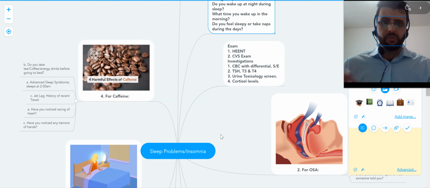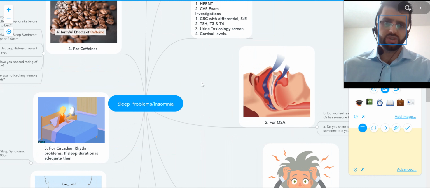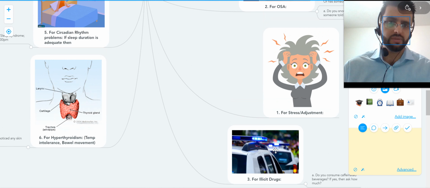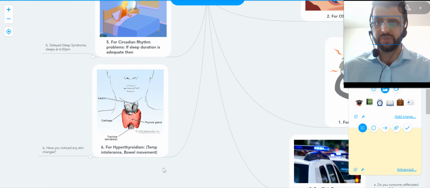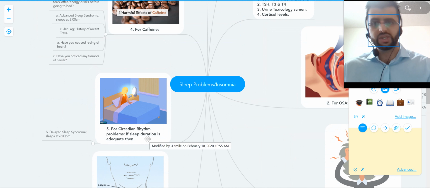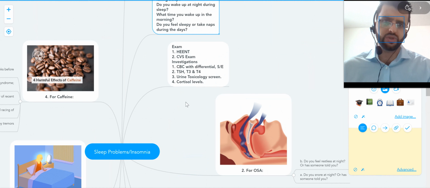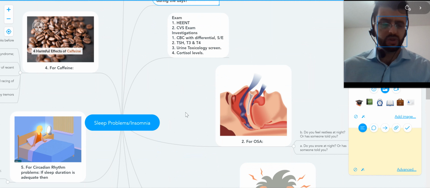For sleep problems, what do we do for sleep problems? There are different differentials. Could be obstructive sleep apnea, could be stress, could be drug abuse, could be hyperthyroidism, circadian rhythm disorder, or could be caffeine. Okay, so these are the differentials. So first we ask about how long you've been having trouble sleeping. It's very common, by the way, sleeping problem.